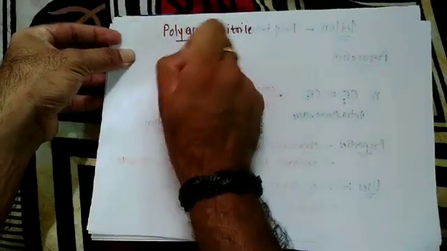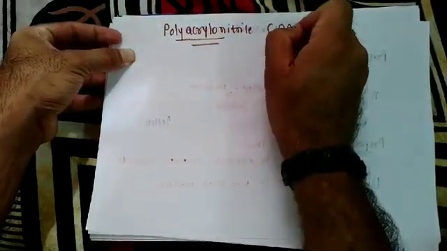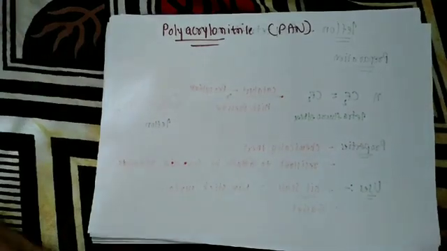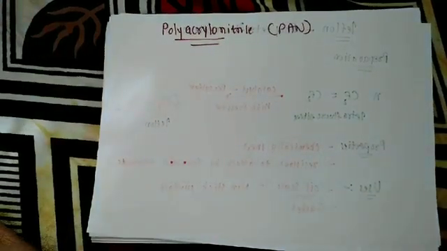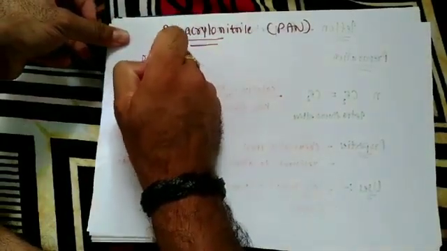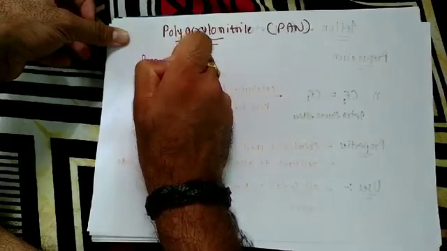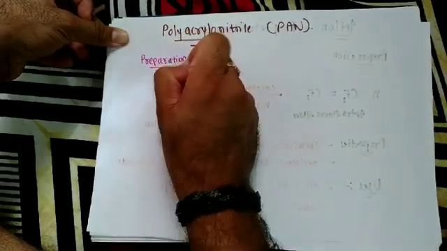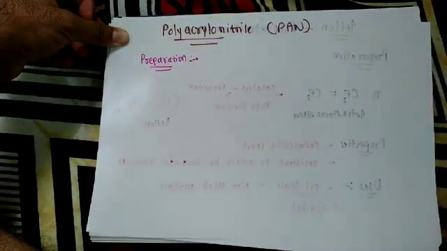Polyacrylonitrile. Short form is PAN. So the last addition polymer is polyacrylonitrile. First we will discuss the preparation. Preparation of polyacrylonitrile. Monomer is acrylonitrile.